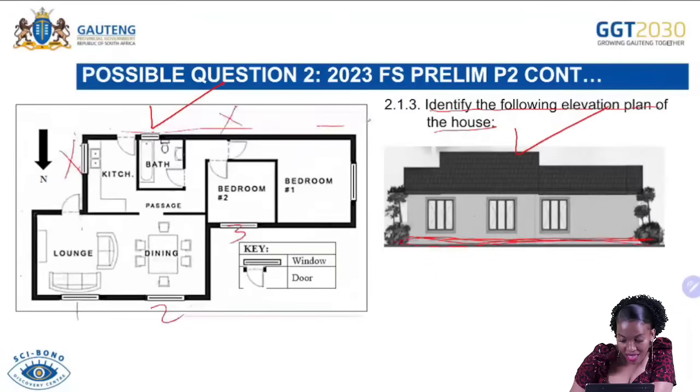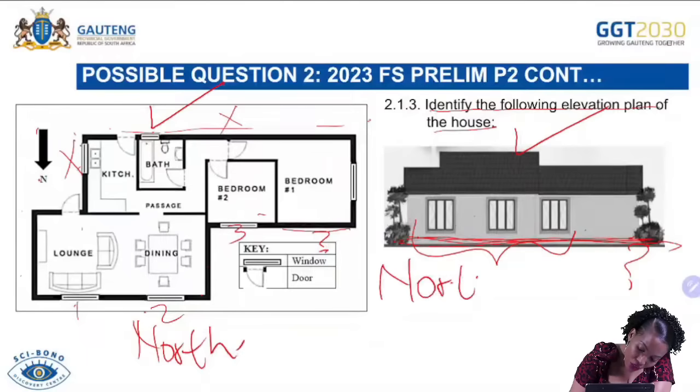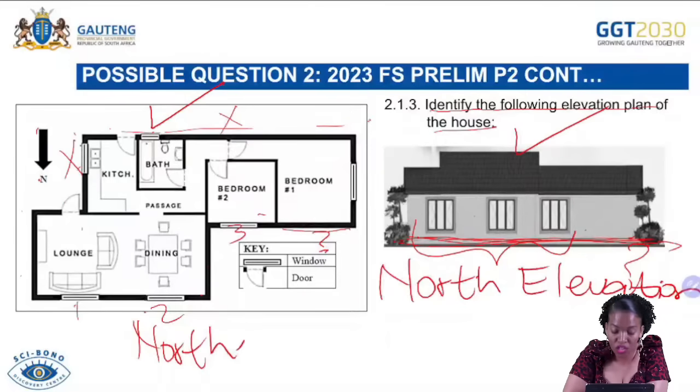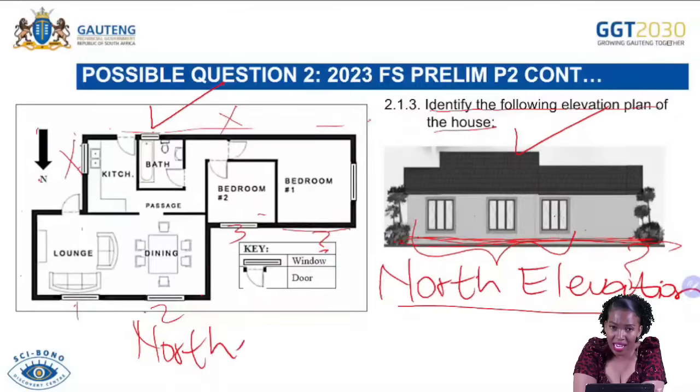3. Even the way that they are positioned, the 3 windows are closer to each other and then there's that long empty space without a window. So what part of elevation is this? Because there is a compass facing this side, it means the elevation is this side, which is the north part of the house. So this type of elevation, we call it the north elevation, because they gave us a compass direction that is guiding us that this side is on the northern side of the house. That's why we're saying this is the north elevation.